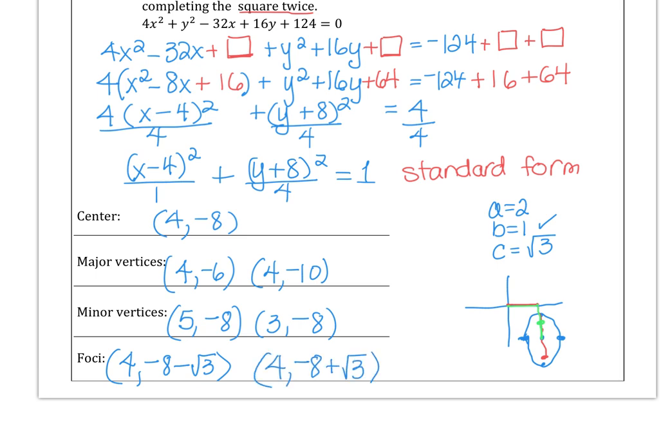That, my friends, is how to graph a transformed ellipse.